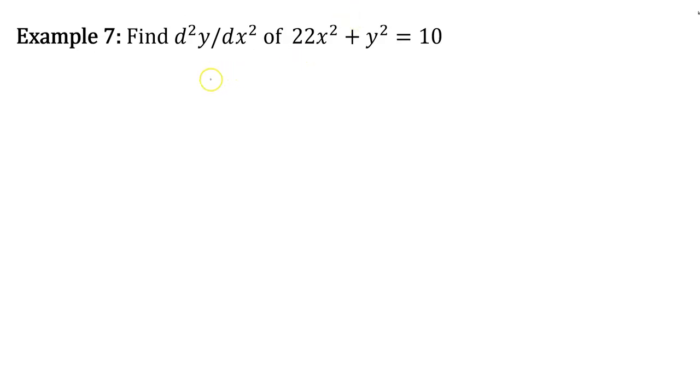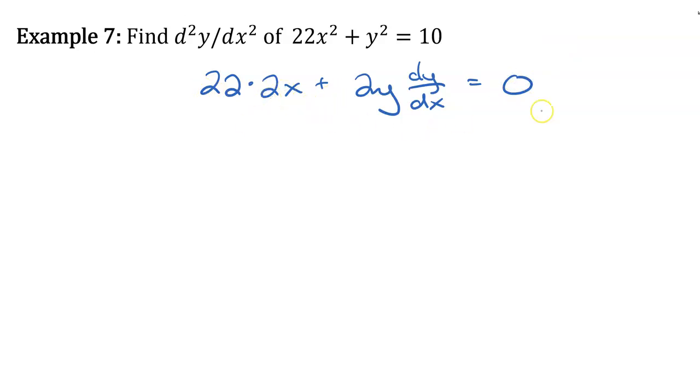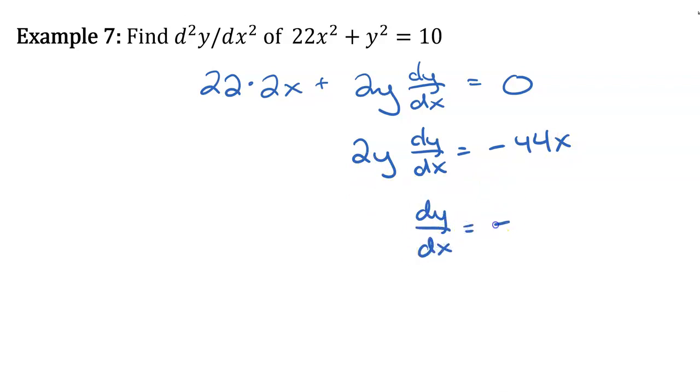So, d dx of 22x squared would be 22 times 2x plus 2y dy dx equals, well, the derivative of any constant is 0 every time. So 22 times 2 is 44, but I'm going to subtract it to the other side. So negative 44x, and then divide by 2y. So dy dx is negative 22x over y. Lovely.